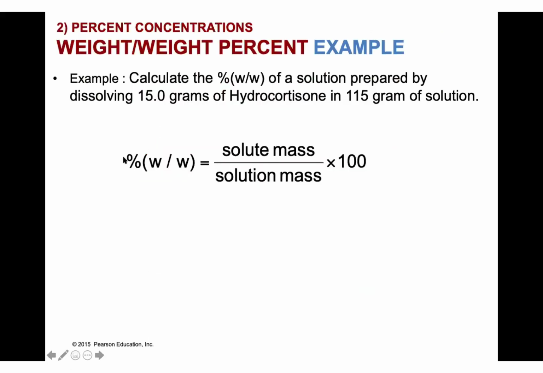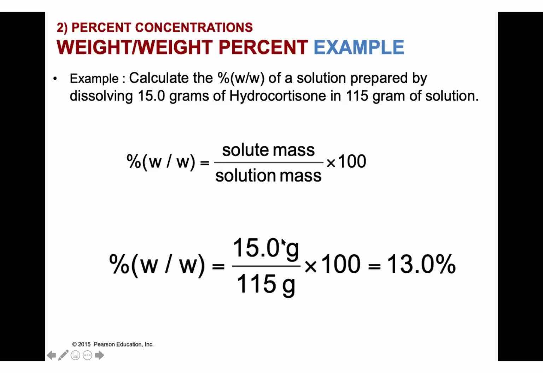Okay, so let's do the first one. Calculate the weight percent of the solution made by dissolving 15 grams of hydrocortisone in 15 grams of solution. How can we do that? Solute mass over the solution mass times 100, because they both are grams. They ask for mass over mass. That's the first thing that's gonna come to my mind. Both of the given numbers are in grams. So I will put the solute divided by the solution.